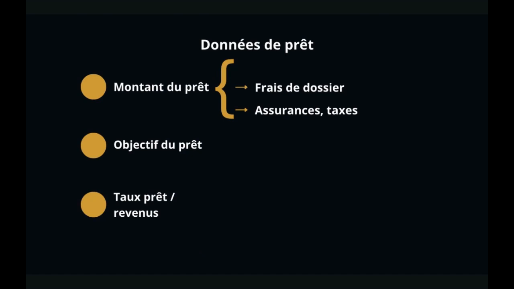Finally, there are additional fees when you apply for a loan. These fees include application fees, possibly insurance, and taxes. You can apply for a loan of 5,000 euros, and when the funds are disbursed, you receive 4,500, but in the end, you still have to repay the full 5,000 euros. The 500 euros are for application fees, insurance, and taxes.